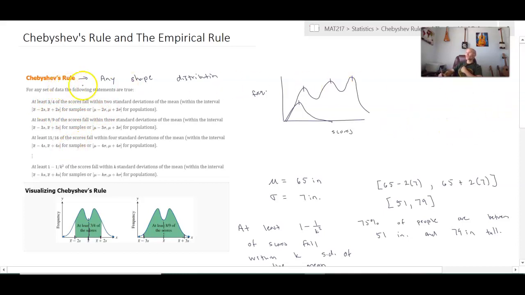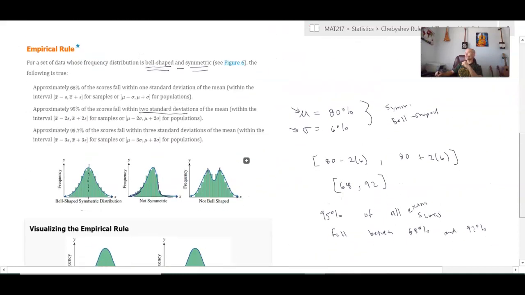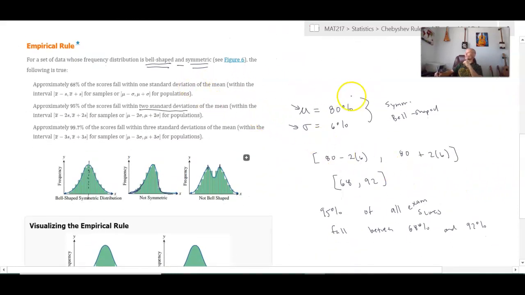So Chebyshev's rule, this is when you can't make any assumptions about your distribution shape. However, if we're told or we can determine that our distribution shape is symmetric and bell-curved or bell-shaped, then we can be more confident of the data points that lie within 2 standard deviations. And that's kind of the key idea here: if you know the shape of it and it's bell-shaped and symmetric, then you can make observations with stronger confidence.